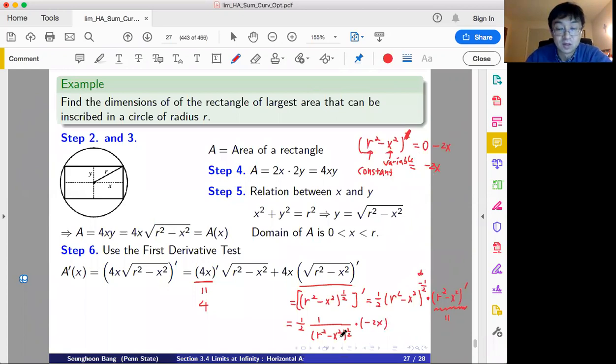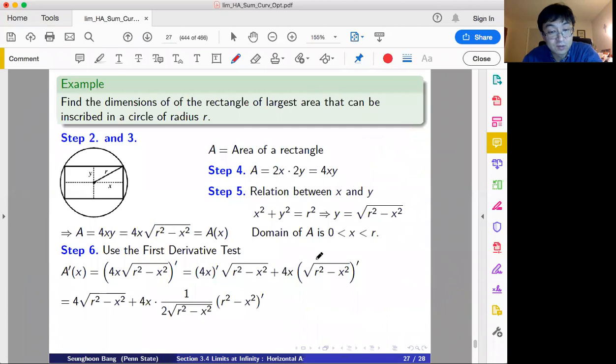Okay, so this one. The 2 is crossed out. So we have negative x times 1, which is minus x over the square root of r squared minus x squared. This is exactly this one. So we have this result. Let's simplify.